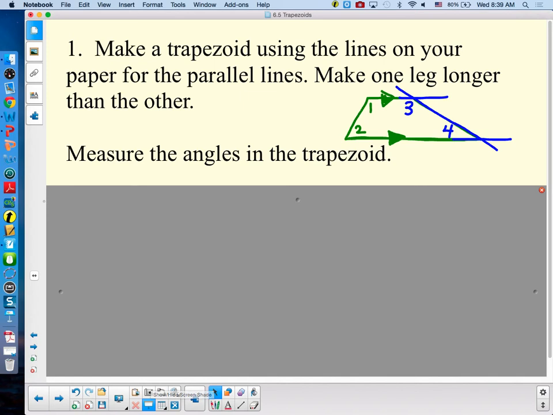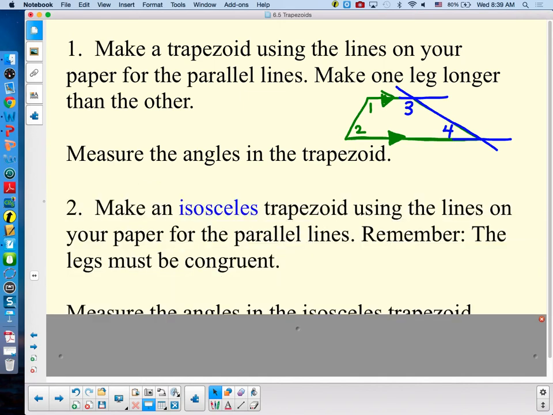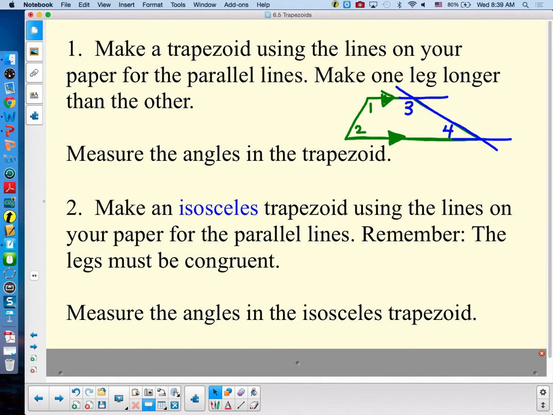If you see what angles or what sides would be parallel, that doesn't fit with angle 1 and 3 being same side interior angles. Okay, next exploration. This time I want you to make an isosceles trapezoid.